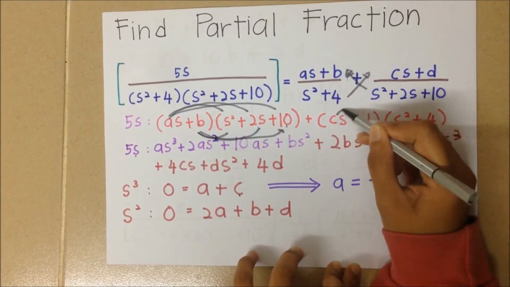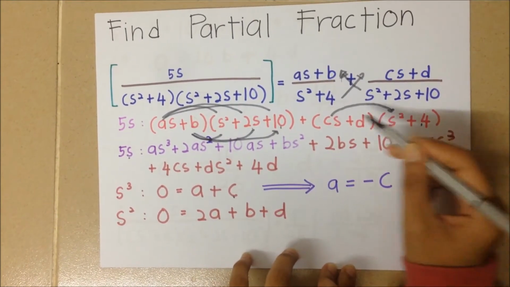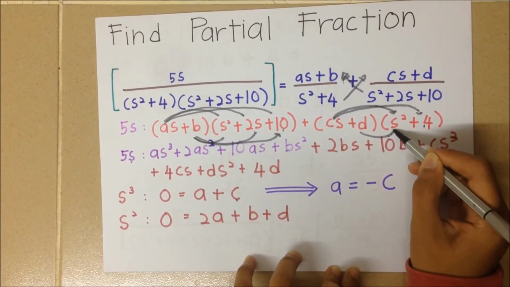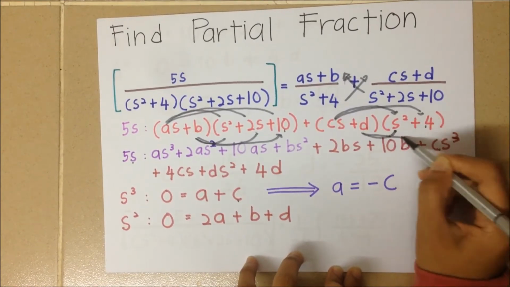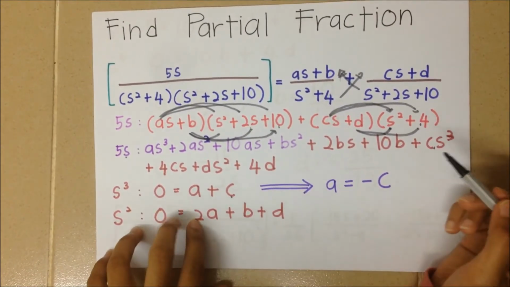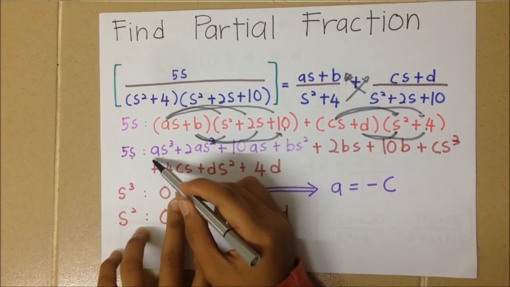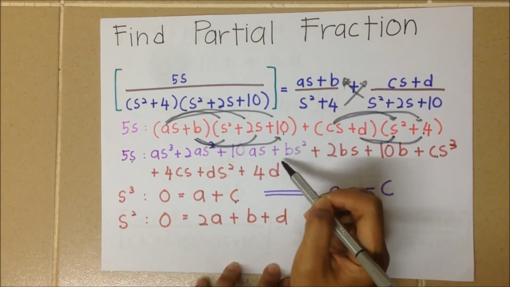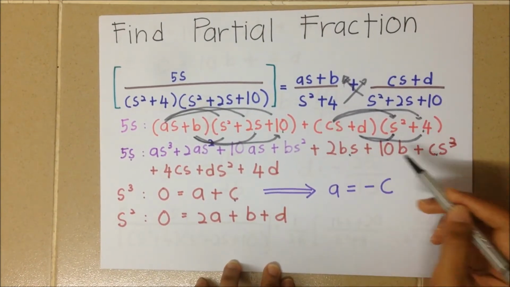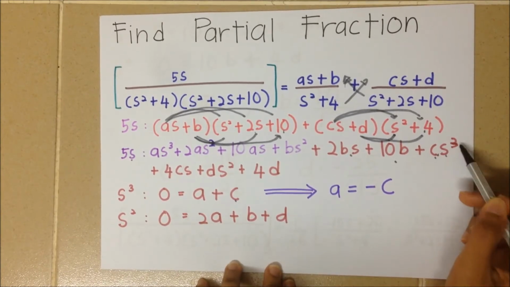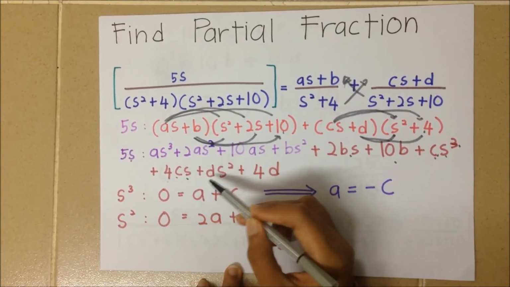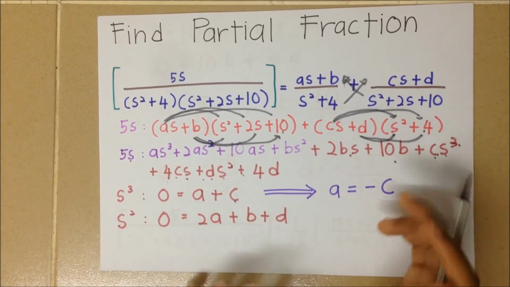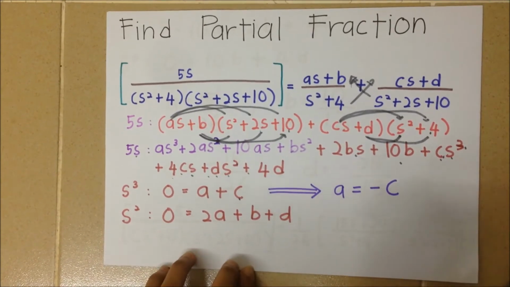Lagi satu, CS darab dengan S squared, CS darab dengan 4. D, S darab dengan 2, S squared, DS darab dengan 4. Lepas tu kita dapat 5S equal to AS cube tambah 2AS squared tambah 10AS plus BS squared plus 2BS plus B plus CS cube plus 4CS plus DS squared dan plus D. Lepas tu kita keluarkan satu-satu dia punya power.